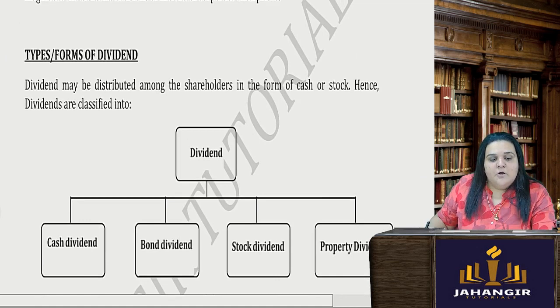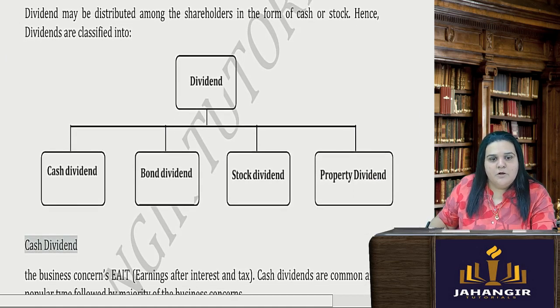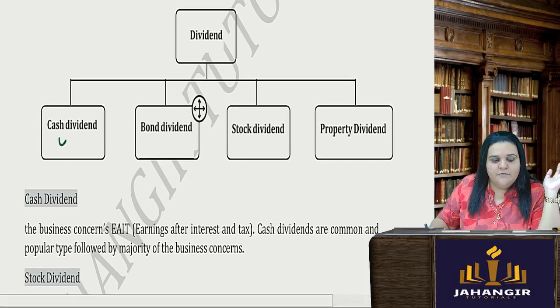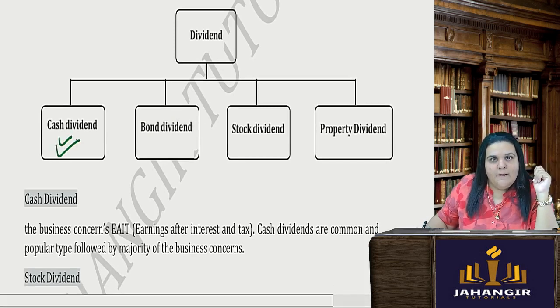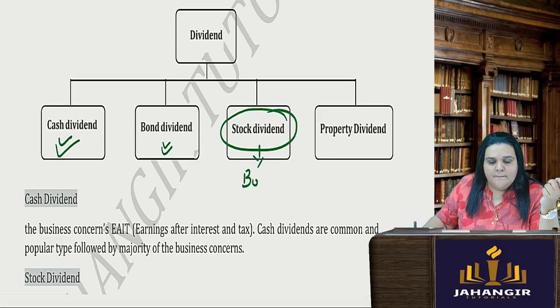Now, types or forms of dividend. There are 4 types. First, which we all know, cash dividend, payment of dividend in cash. Sometimes the companies also give bond dividend. Stock dividend, bonus shares, is stock dividend, and the last one is property dividend. Let's read each one of them.